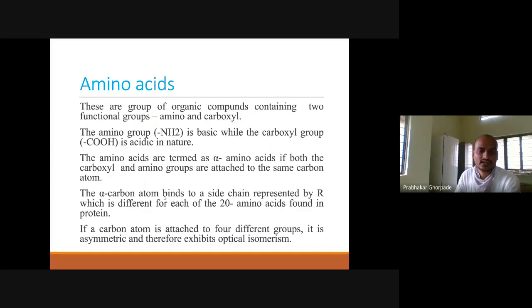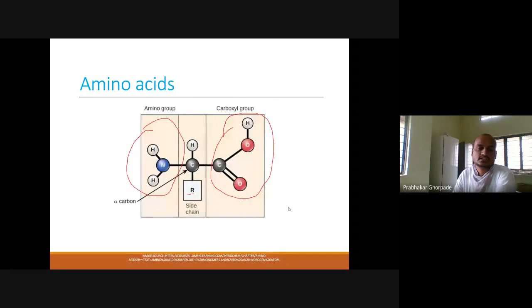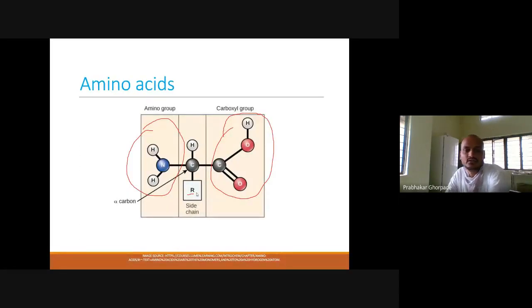The alpha carbon atom binds to a side chain represented by R, which is different for each amino acid found in proteins. We have around 20 amino acids in our bodies, and these 20 amino acids are each different. The differences are because of this R group. The R group is different in each of the 20 amino acids.